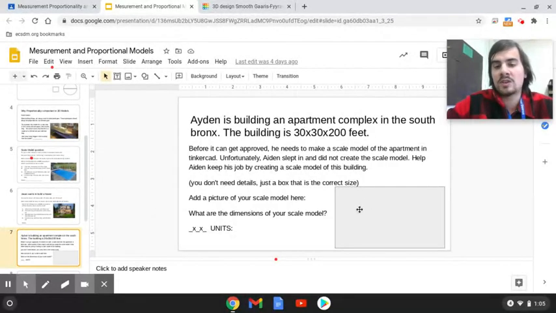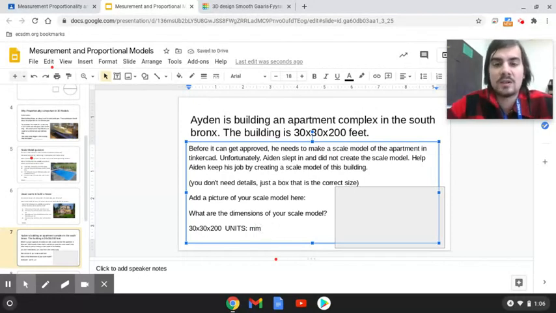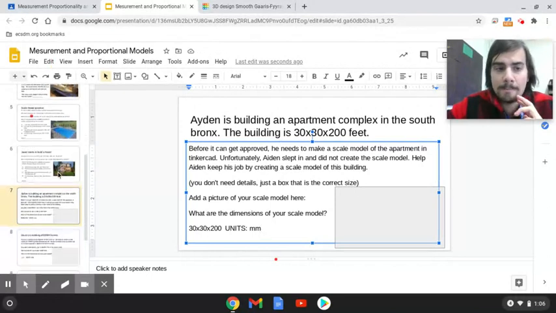And you guys can screenshot that and put that in here and put the dimensions of your building that you make. So in my case, it's 30 by 30 by 200, and my units is millimeters. Our units in Tinkercad is always millimeters. So that's for the building.